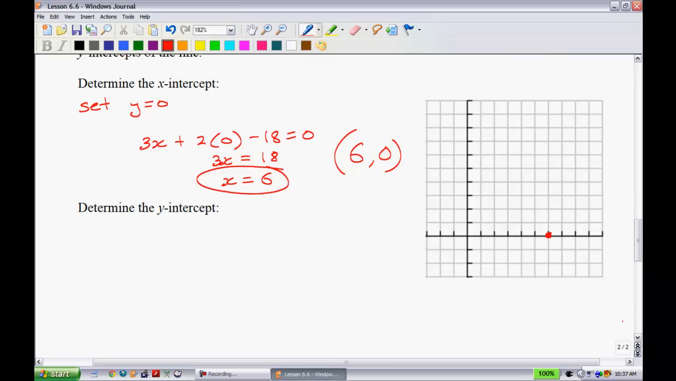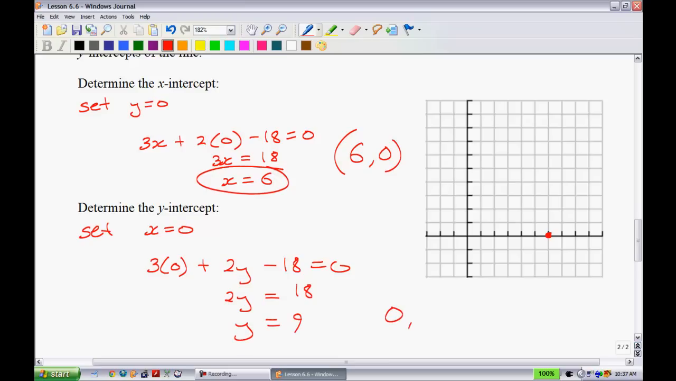Now to determine the y-intercept, you really just do the same thing, of course, only we're going to set x equal to 0. So always the opposite. So this time I'm going to have 3 times 0 plus 2y minus 18 equals 0. This gives me 2y, moving the 18 to the other side, y is equal to 9. And so this time we have the ordered pair as 0, 9. And so climbing the y-axis here at 1, 2, 3, 4, 5, 6, 7, 8, 9. Draw your dot and get out your ruler. And we have the graph of this equation.